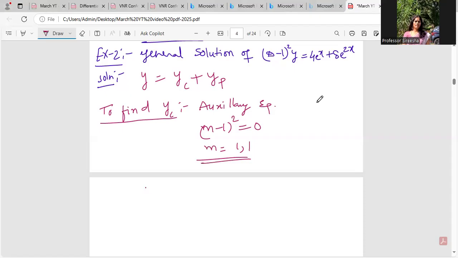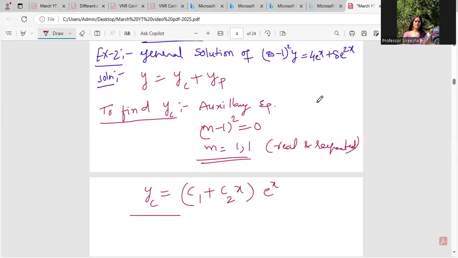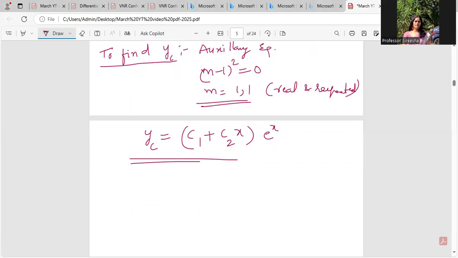So, how do I write yc? The procedure, as we have discussed in the previous videos, says that if the roots are real and repeated, and I have real and repeated roots, then yc would have C1 plus C2x e power m1 x. M1 is 1, so e power x would be yc. This is how I find yc. It's very simple. It's not finding, it's just writing. It's again like a shortcut.